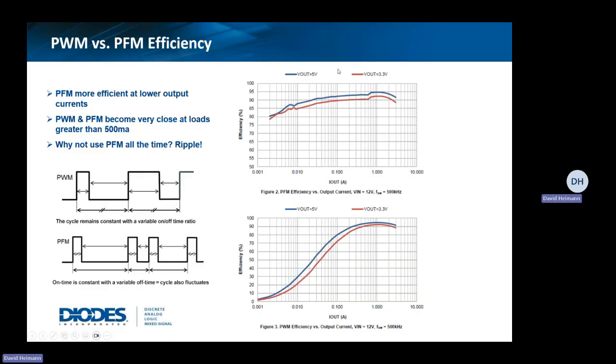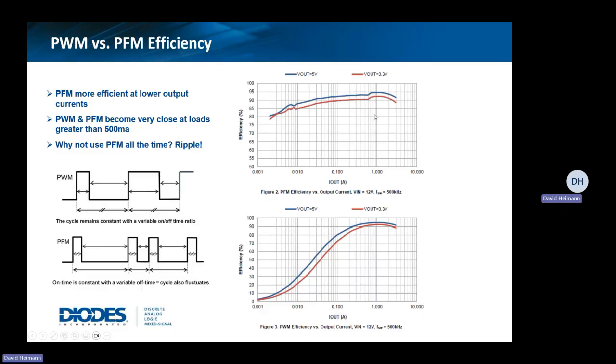PFM modulation, that's this top graph right here. This is PFM. The converter remains fairly efficient even at very light loads. So we're showing this down around 2 milliamps, and we're still around 80% efficient. Then as we increase our output current, we're showing the 5 volt and 3.3 volt outputs versus a 12 volt input here. We're getting up into the mid 90s at 5 volts out, and staying in at least the low 90s at 3.3 volts out with PFM modulation.